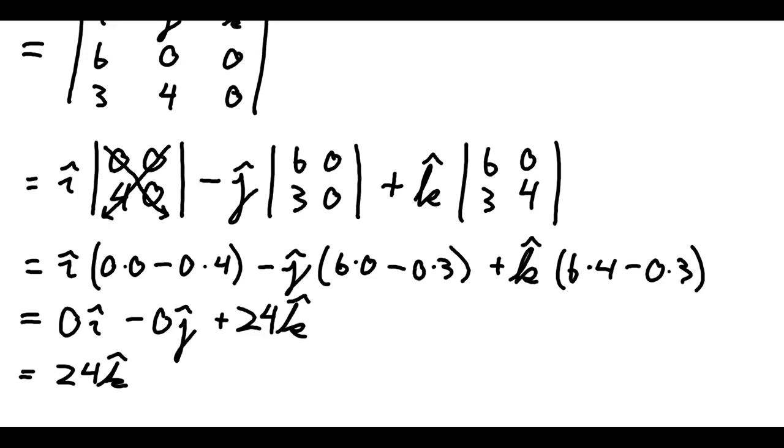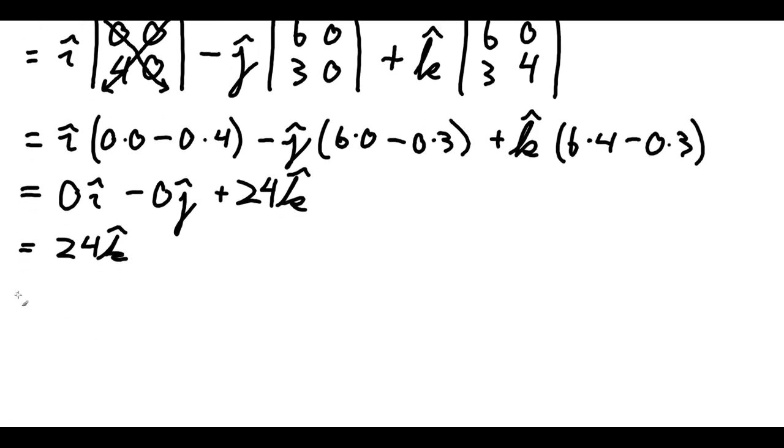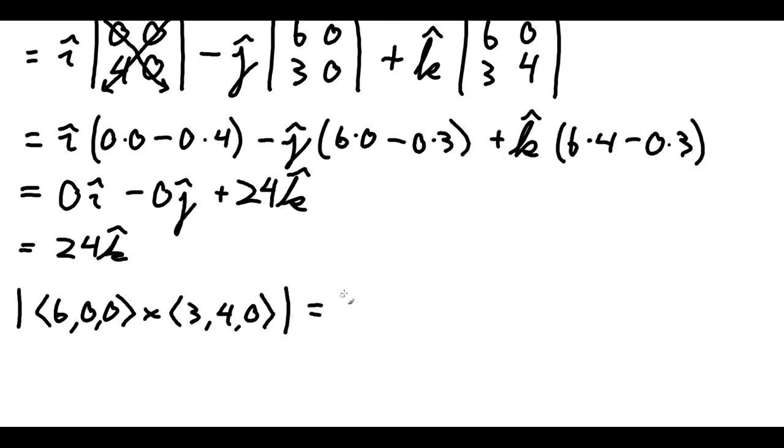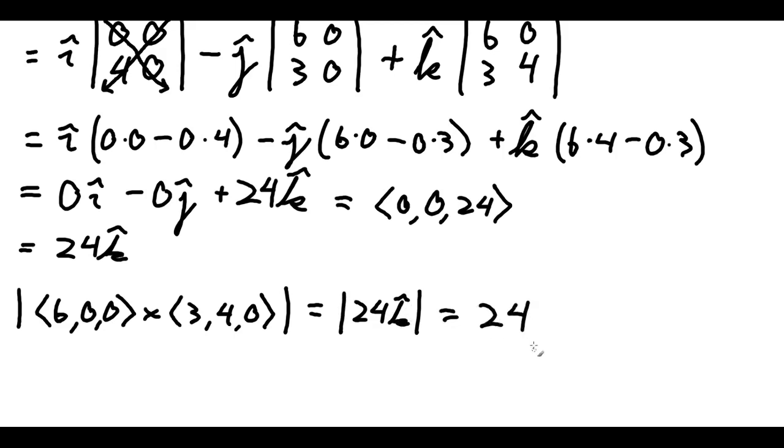Now what we wanted was the magnitude of that cross product. So we take the magnitude of what we had, 6, 0, 0 cross 3, 4, 0. So that is the magnitude of 24k. And you can evaluate this a couple of ways. Another way of writing this is 0, 0, 24. So you could think about your 0 squared plus 0 squared plus 24 squared, take the square root, but we have just this one component. The magnitude of this will be the absolute value of that coefficient, right? So it'll just be 24.